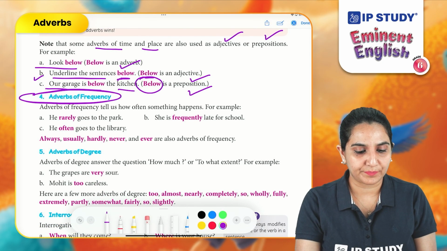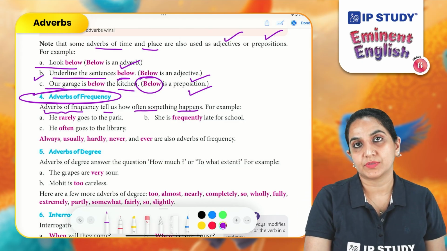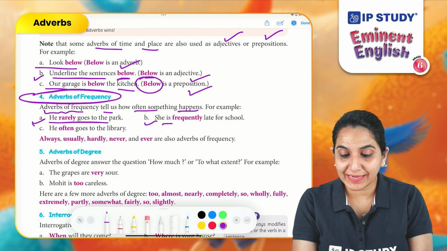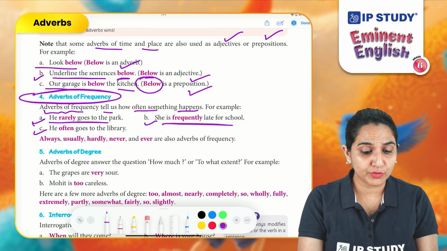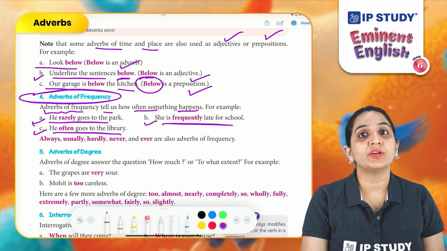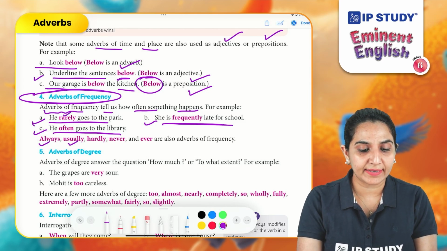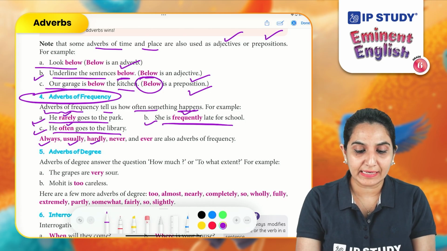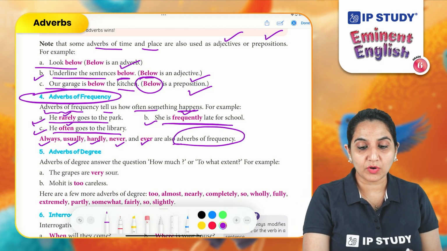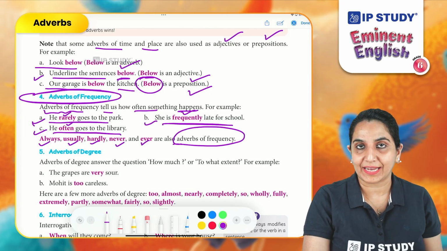Adverbs of frequency. Adverbs of frequency tell us how often something happens. For example, he rarely goes to the market. She is frequently late for school. He often goes to the library. Sunita is always on time. So the words such as always, usually, rarely, often, frequently, hardly, never and ever are all adverbs of frequency because they tell us how often something happens. What is the frequency of the action?